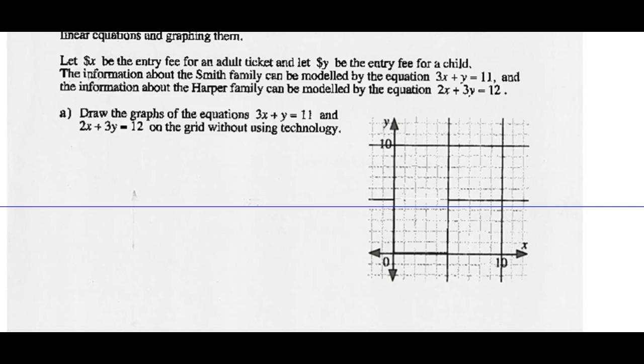So the Smith family can be modeled by the equation 3x plus y is 11, and the Harper family can be modeled by the equation 2x plus 3y is 12. So draw the graphs of the equations 3x plus y equals 11 and 2x plus 3y is 12 on the grid without using technology. So this will be a good review for your exam tomorrow. You're going to have to know how to graph lines. I want you to pause the recording and graph these 2 lines on the grid at the right. And once you guys are done doing that, you can start the recording again.